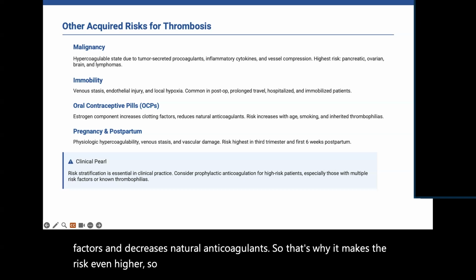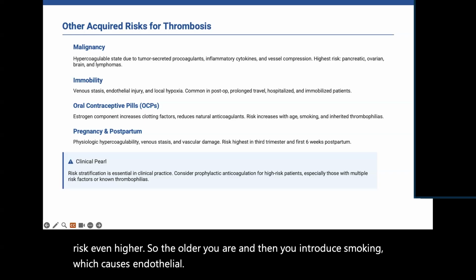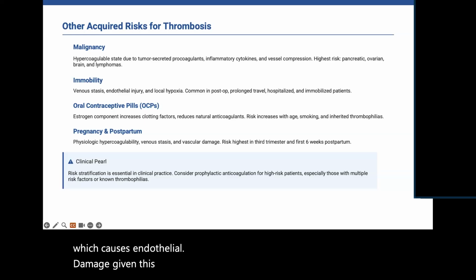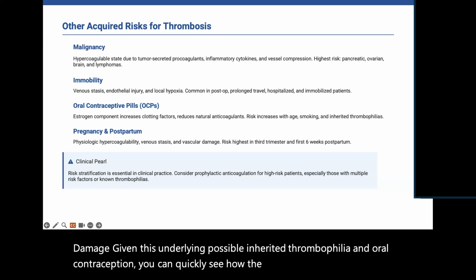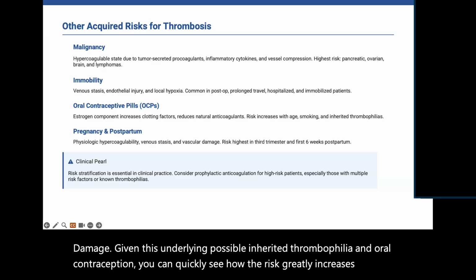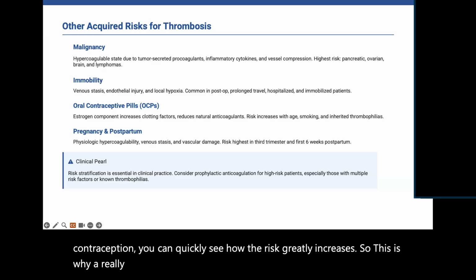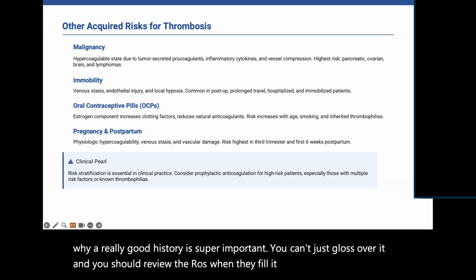So the older you are, and then you introduce smoking, which causes endothelial damage, given this underlying possible inherited thrombophilia and oral contraception, you can quickly see how the risk greatly increases. So this is why a really good history is super important. You can't just gloss over it. And you should review the ROS when they fill it out for you.